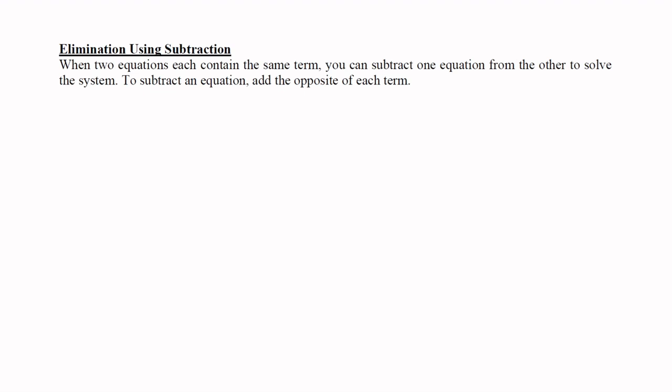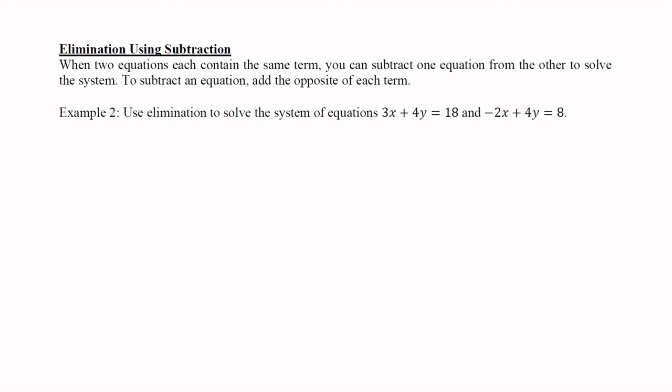When two equations each contain the same term, you can subtract one equation from the other to solve the system. To subtract an equation, add the opposite of each term. So for example, let's use elimination to solve this system. First, you're going to stack your equations like you did when you used addition, but you'll notice that 4y and 4y have the same sign, so we need to subtract.